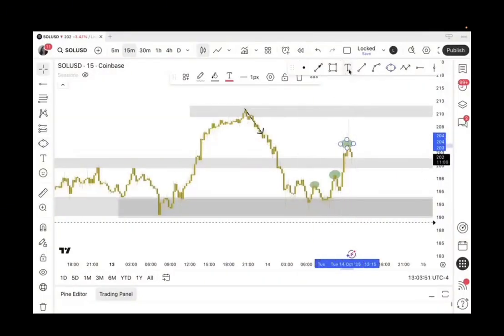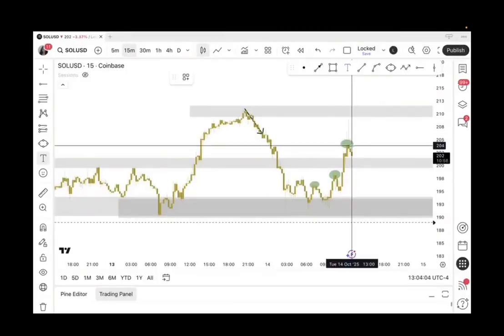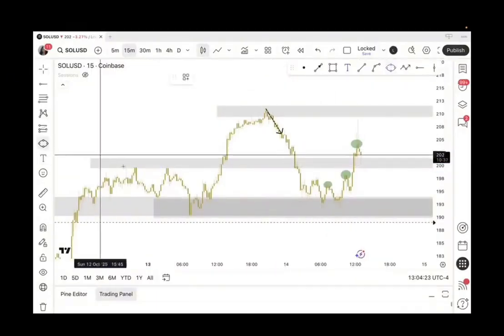And I'm big on marking the body closes because I feel like those are closed deals. Wicks are more like, hey, we've been here, but we didn't successfully get up to the level that we wanted to, so we're closing out at this level. So I'm big on body closes when it comes to marking things up. But with the 15-minute time frame building up bullish structure, we're still above the swing highs that we had.